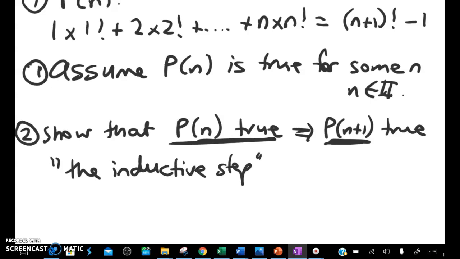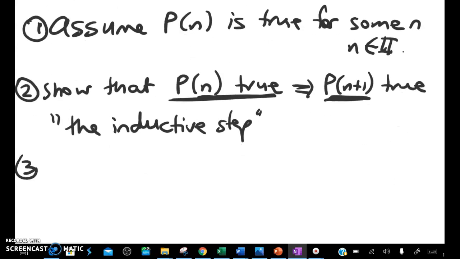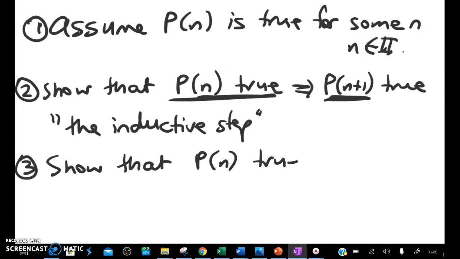That's the bit where you've really got to use your brain. And then we're going to go back and look at whether it's true for a really simple case. So we're going to show that P(n) is true for n equal to 1. Therefore, it must be true for n equals 2.